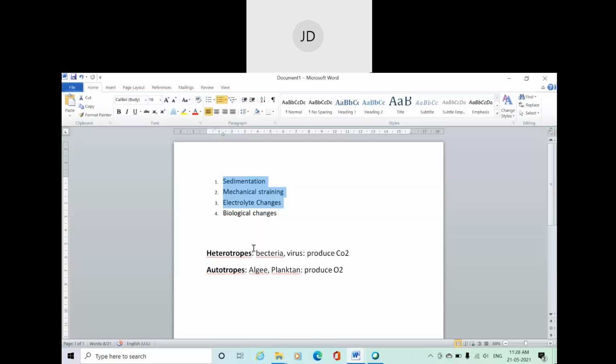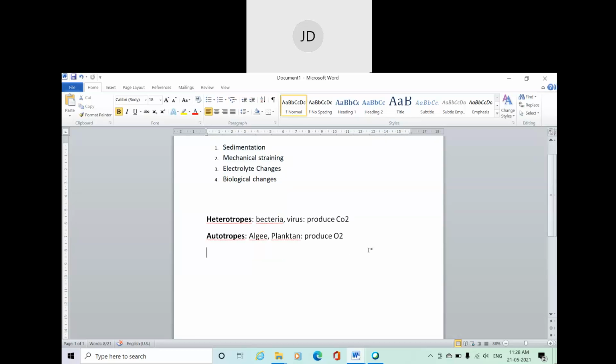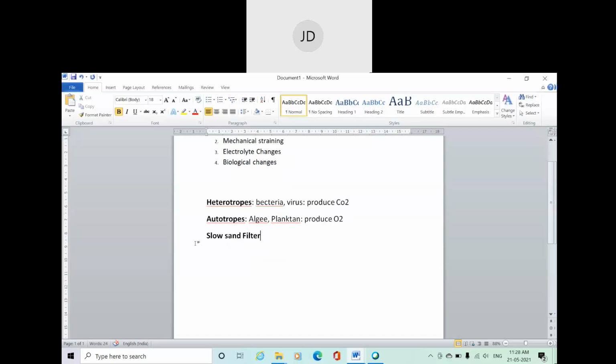So let me discuss the difference between slow sand filter and rapid sand filter. Let's discuss first about the slow sand filter. So basically, I already told you the slow sand filter uses a biological film.